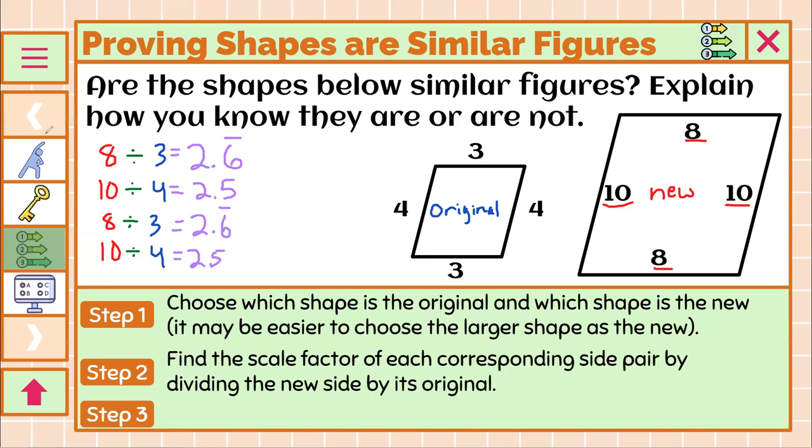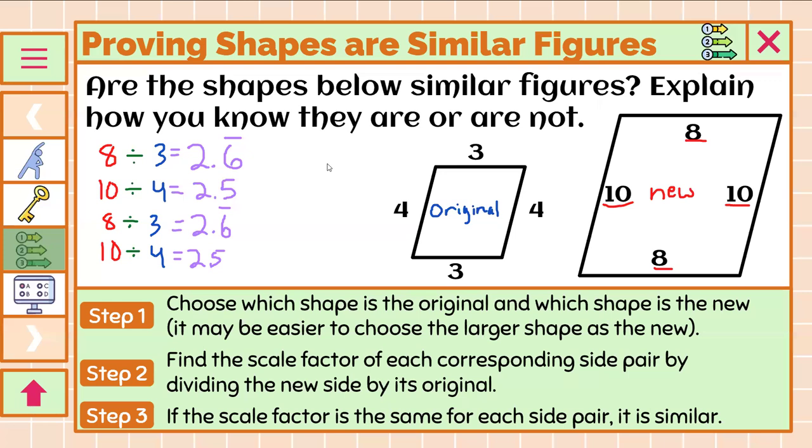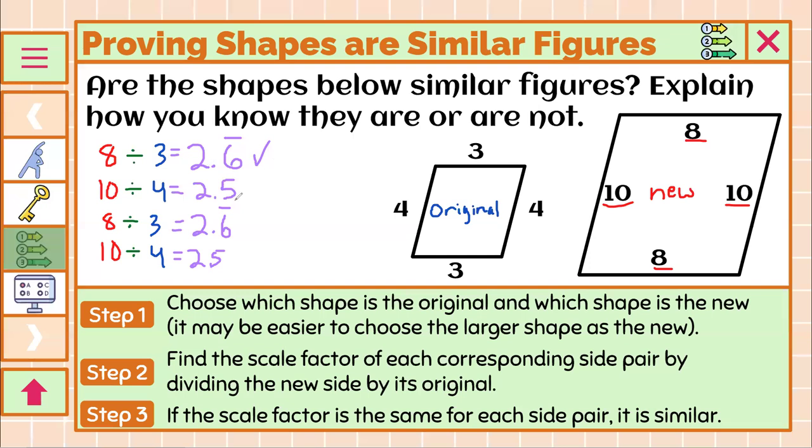Let's go to the last step now that we've done our division. The last step is, if the scale factor is the same for each side pair, it is similar. Well, if we want to check our pairs here, we have 2.6 repeating. Oh, then we have 2.5. That's not the same scale factor. That means these have not been scaled up correctly. So if they're asking, are these similar figures? We're going to say, no, they're not.